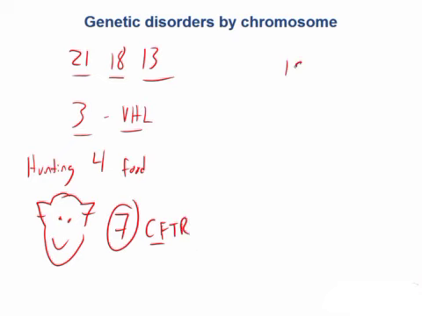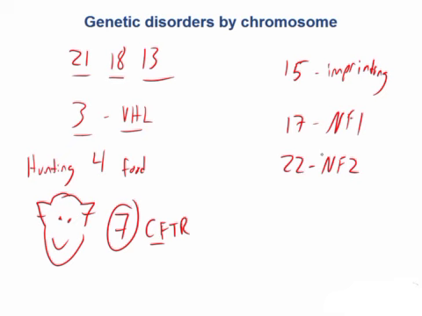What diseases do we see in chromosome 15? Both of our imprinting diseases are here, which are Angelman and Prader-Willi. And how about for chromosome 17? Which disease is on that one? Think of a name that has 17 letters in it, which is neurofibromatosis type 1. Alright, last one. On which chromosome is the mutation that causes neurofibromatosis type 2? That's the 22nd chromosome.